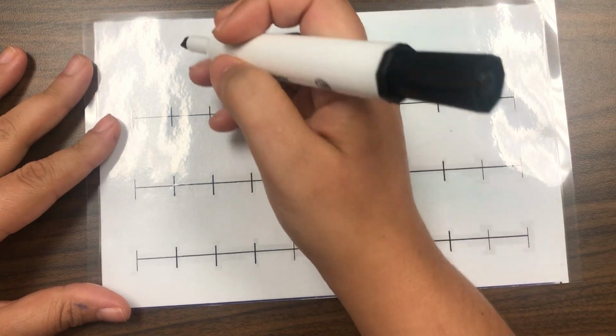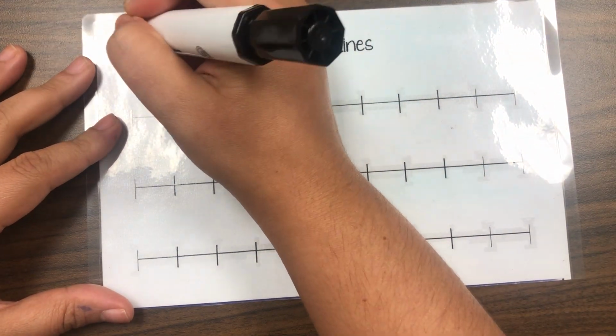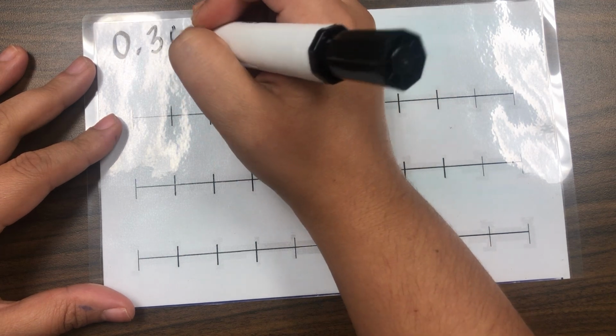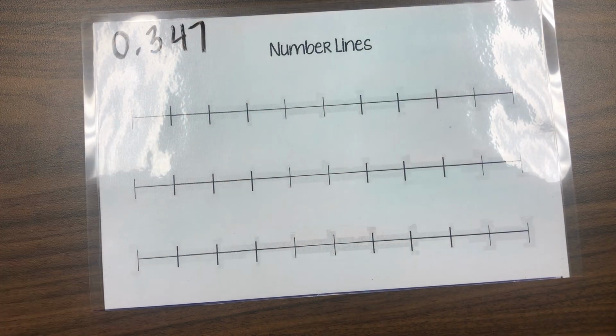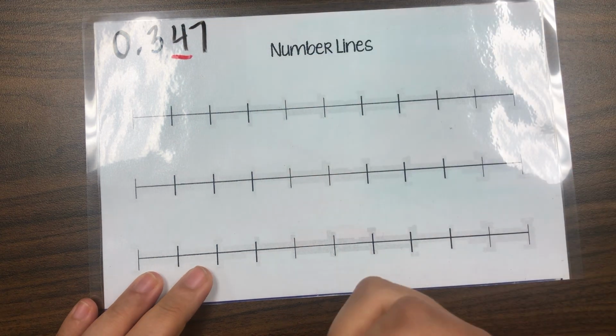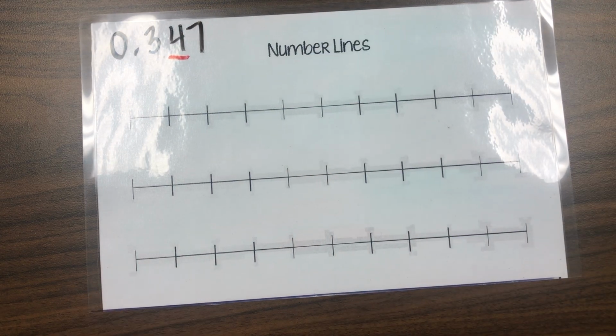We're going to start with 0 and 347 thousandths, okay? So remember we are rounding to the hundredths place, so I'm going to underline the hundredths place, which is the 4, okay?